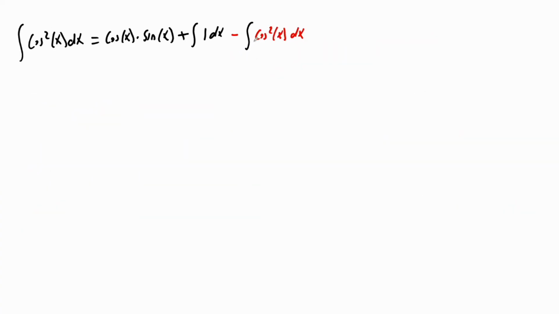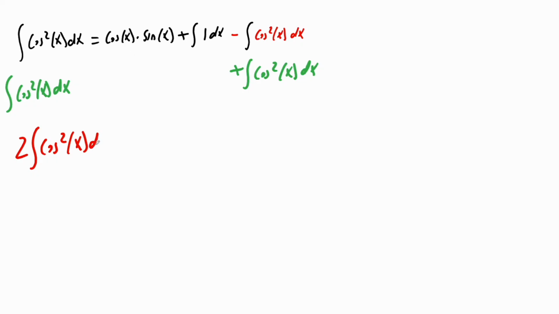So what I'm going to do is take this piece and bring it to the left. And I'm going to add this piece on both sides. So essentially I'm going to say plus the integral cosine squared x dx. I'm putting it here and here. So the integral cosine squared(x) dx. And as a result we have 2 times the integral cosine squared(x) dx is equal to this stuff. So we have cosine x times sine x. And the integral of 1 is just going to give us a plus x.